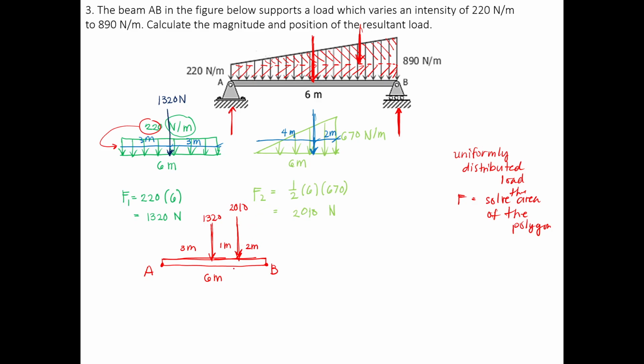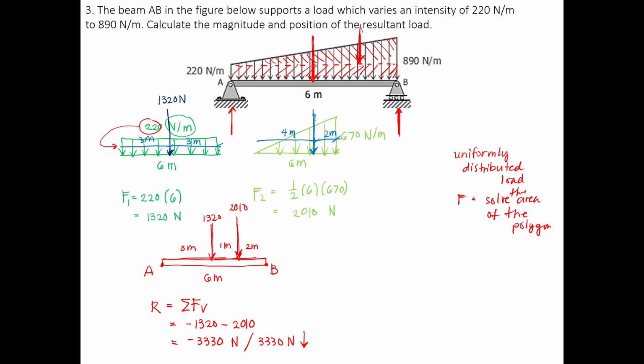Following the concept earlier, solving first for the resultant. So the resultant is equal to the summation of vertical forces. So that will be negative 1320 minus 2010, since both are going downwards. So the answer for this one is negative 3330 newtons, or 3330 newtons, then going down.